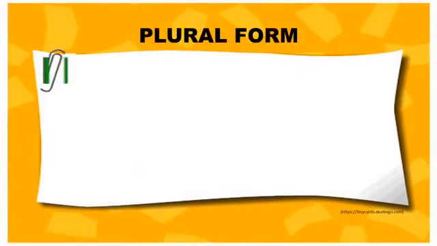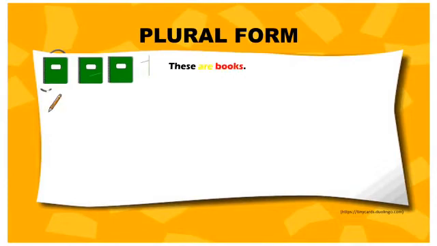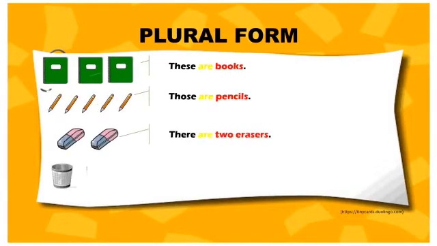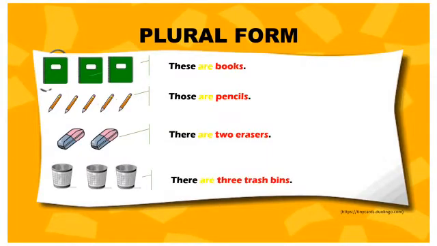Well, now we will talk about plural form. When we talk about the plural form, you can use these or those, followed by the plural to be, which is are. For examples, these are books. Those are pencils. There are 2 erasers. There are 3 trash bins. And for the noun, you add s after the noun to make it plural.